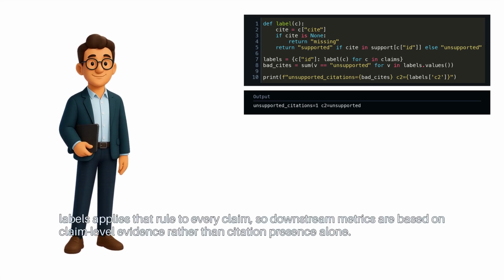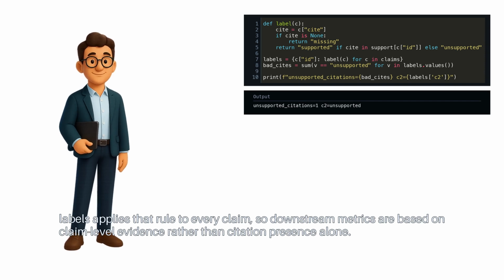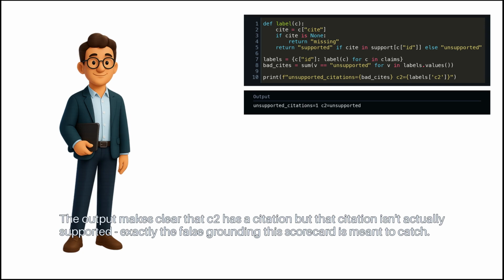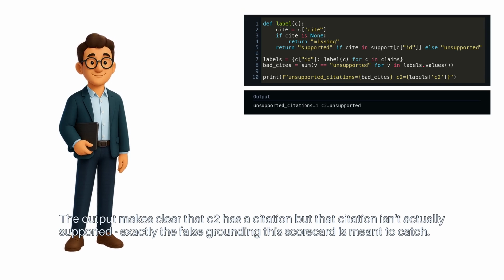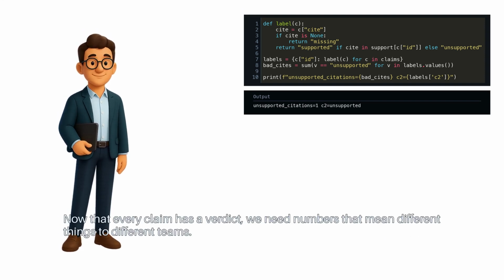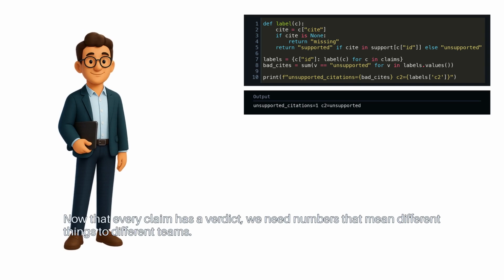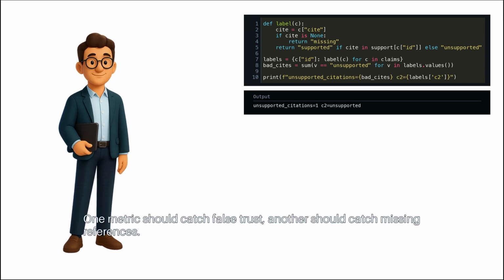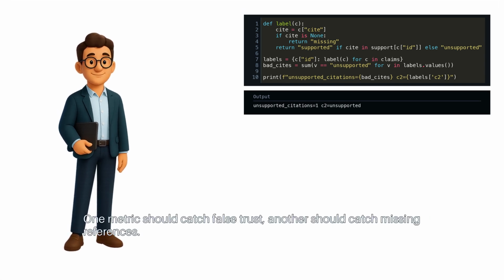Labels applies that rule to every claim, so downstream metrics are based on claim-level evidence rather than citation presence alone. The output makes clear that C2 has a citation, but that citation isn't actually supported. Exactly the false grounding this scorecard is meant to catch. Now that every claim has a verdict, we need numbers that mean different things to different teams. One metric should catch false trust, another should catch missing references.